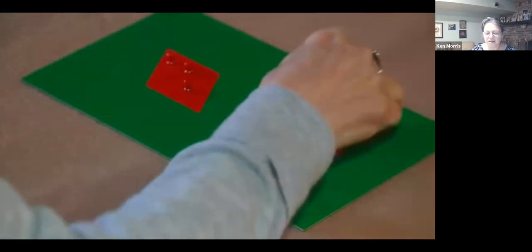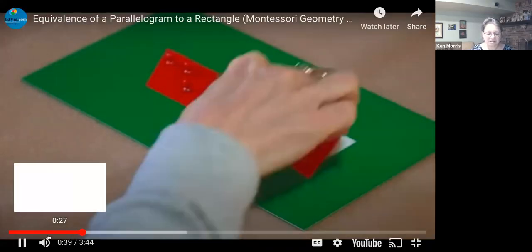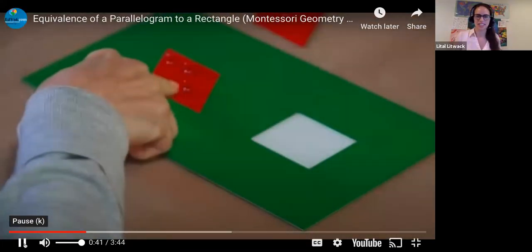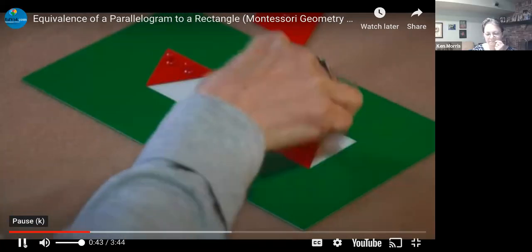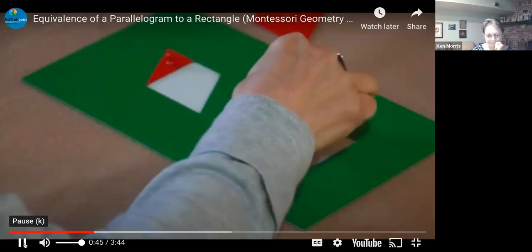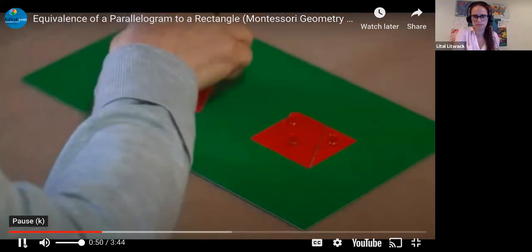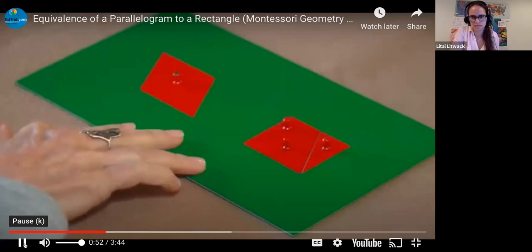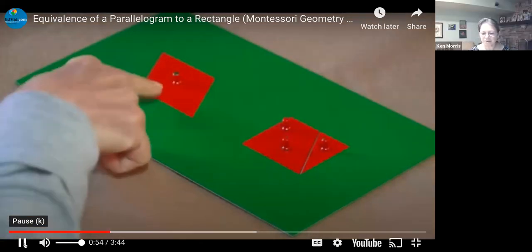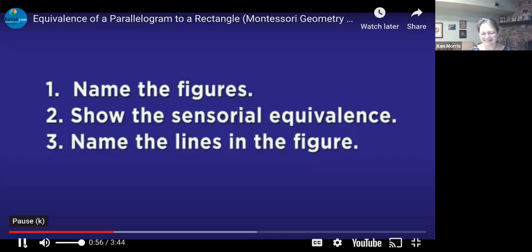Step 2, we'll show the equivalence between these figures sensorially. You need me to rewind a little bit? I know you're writing and watching at the same time. No, I got it. The pieces of the rectangle fill the frame of the parallelogram, and that shows that they are equivalent sensorially. That's brilliant.